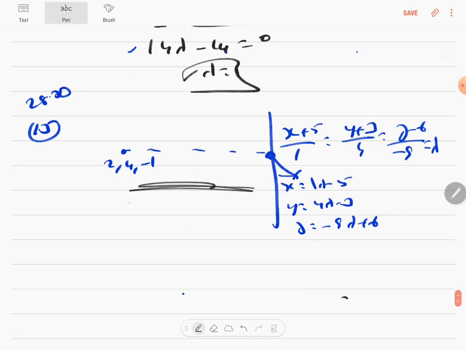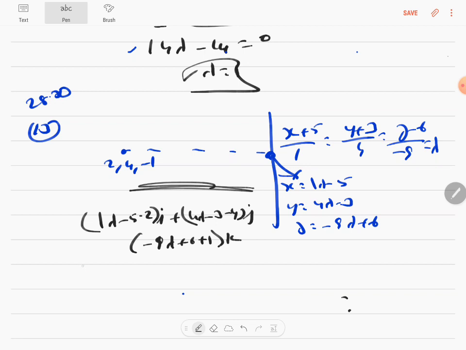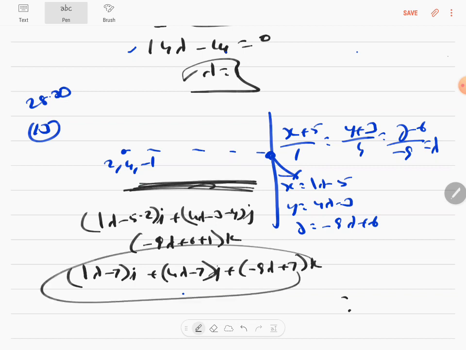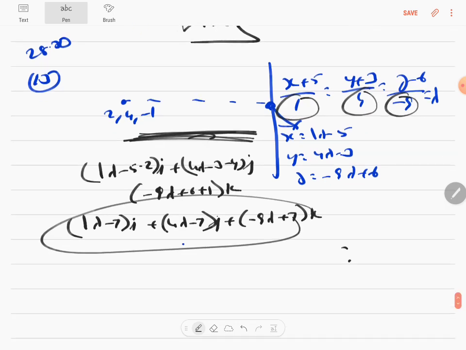So find this vector. It's 1 lambda minus 5 minus 2 into i, plus 4 lambda plus minus 3 minus 4 into j, plus minus 9 lambda plus 6 plus 1 into k. So it will be 1 lambda minus 7 into i plus 4 lambda minus 7 into j plus minus 9 lambda plus 7 into k, which will be the direction of this, and this direction and the denominator of this line can be dotted. So we have to treat it as perpendicular only, otherwise we can't do it.